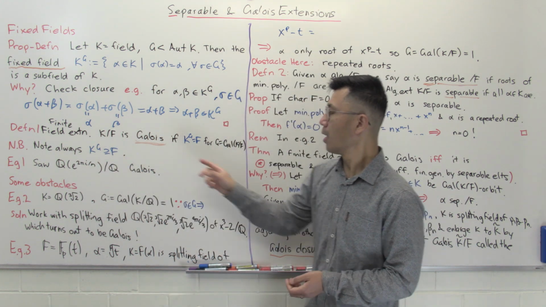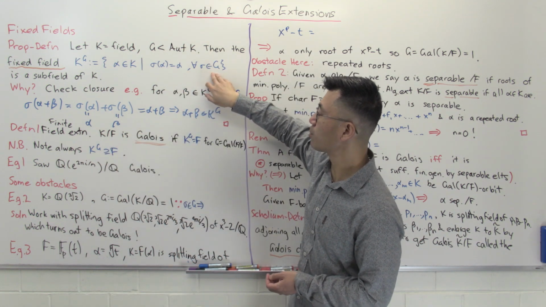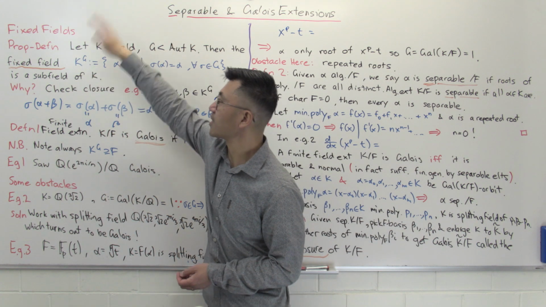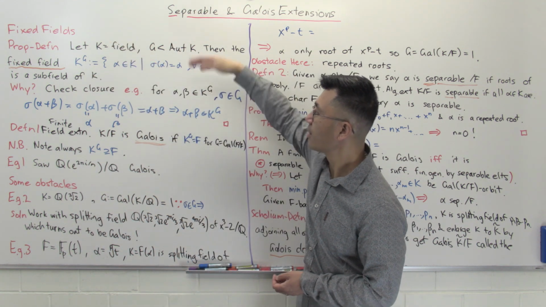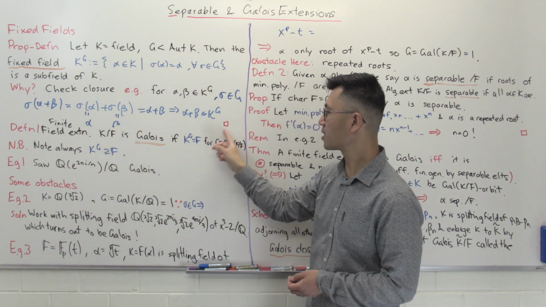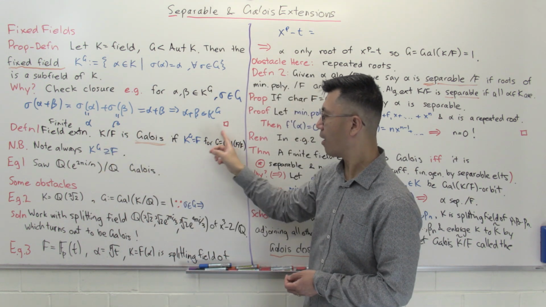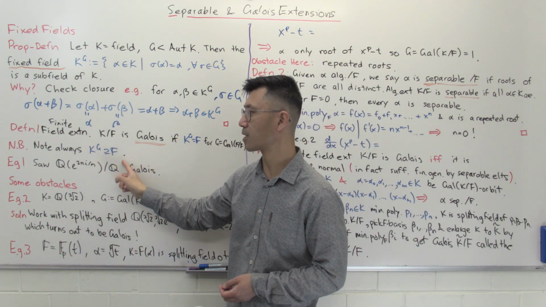Now, of course, you can change this group around. If you make the group smaller, you get fewer conditions, so this gets larger. But if you put more elements in the group here, this gets bigger and that gets smaller. So this is basically saying that G is sufficiently big that this K^G, this fixed field, is as small as it can be. It equals F.